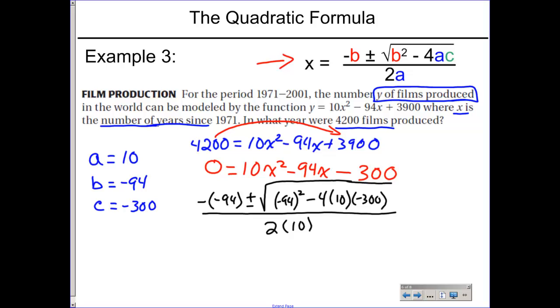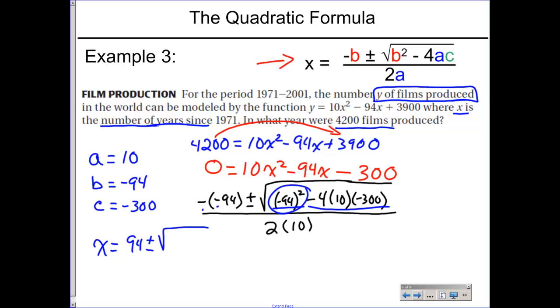Okay, make sure you use a calculator here. So x is going to equal negative times a negative is going to give us 94 plus or minus the square root of. Now make sure you use a calculator to do these parts. So 94 squared is going to be 8836. And then I'm going to do this multiplication here, which is negative 4 times 10 times negative 300. That's 120,000 plus what I got from this first part.